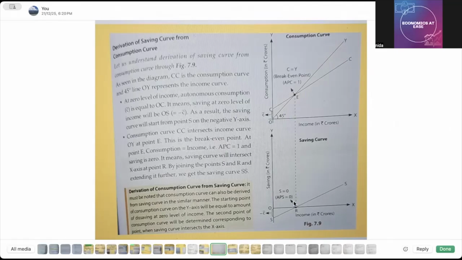Now, we are going to draw a diagram just below this diagram. And where does saving start? It starts from the negative side, right? You must remember minus 40. So we will start the S point here, the saving curve from the negative side, and where it intersects the x-axis, that is the zero level. So saving is going to be zero. In this way, you can derive the saving curve from the consumption curve. The rest of the things have been explained here very well.